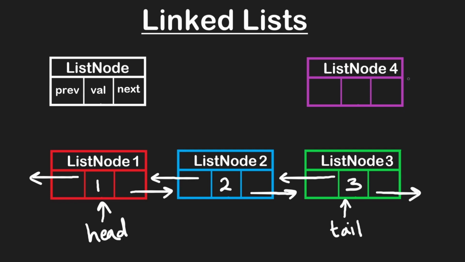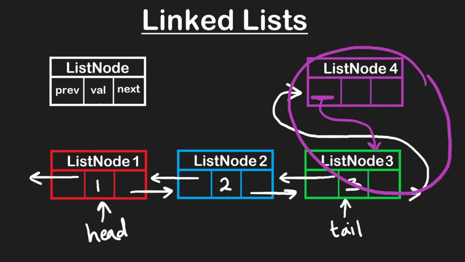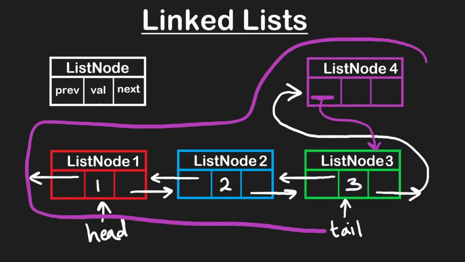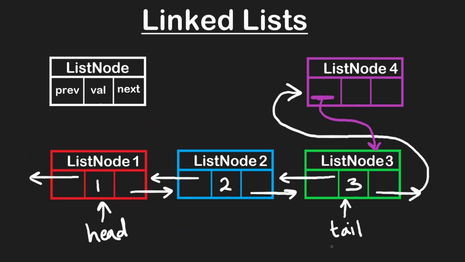Now let's say we wanted to add a new node to the end of the linked list. It would be very similar to doing it with a singly linked list, meaning we would take the next pointer of our current tail node and assign it to list node 4. We would also want to set the previous pointer of list node 4 to point at list node 3, because we want to make sure that this is doubly linked. We want to preserve the properties of our doubly linked list. And then we would take our tail and shift it to the new node that we just inserted.